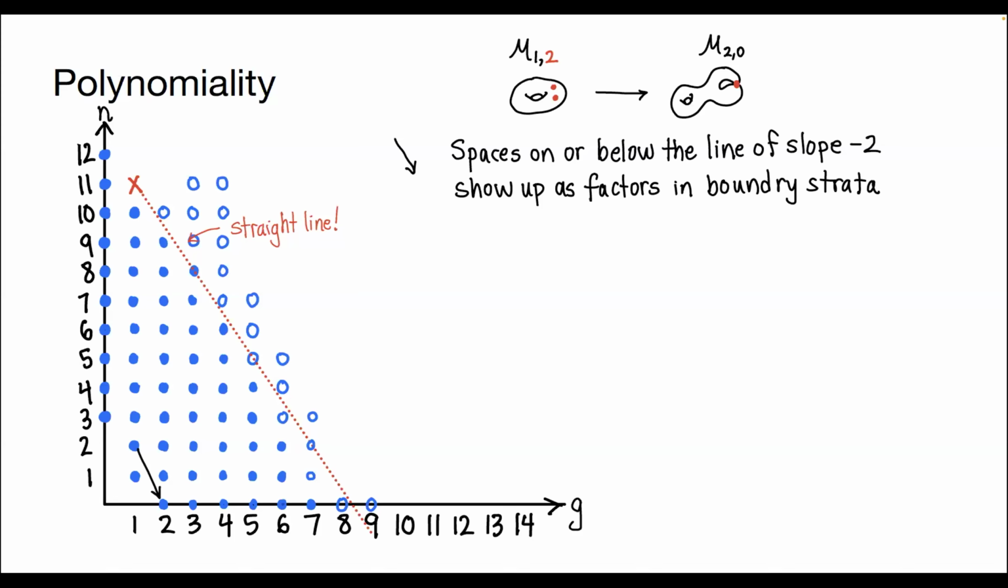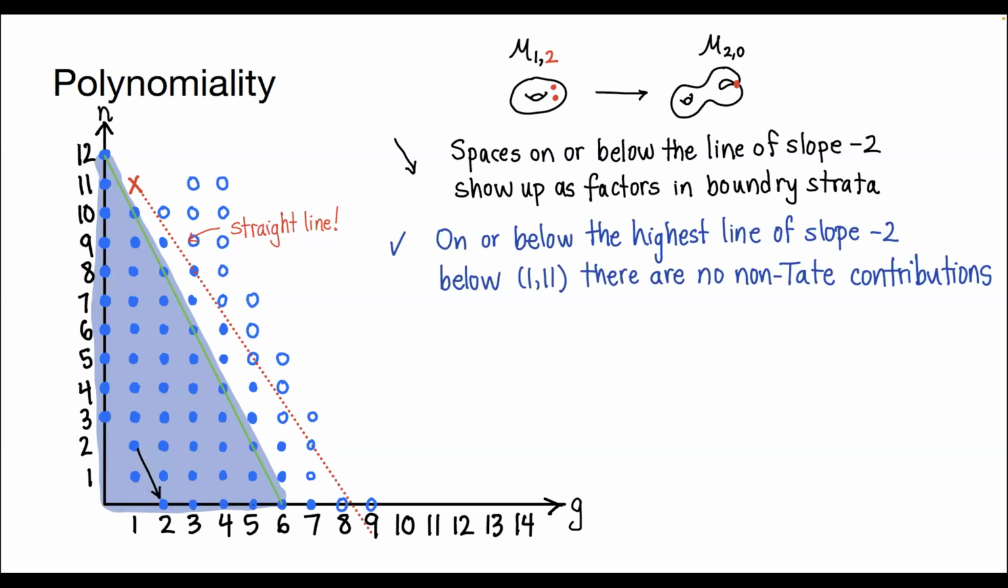So if you're trying to prove polynomiality, it's easy to do so if you have spaces that are all very nice in some triangle bounded by a line of slope -2. So the largest region you can make like this, where there's no non-Tate type contributions, is the region that I have highlighted here. So in these cases, it's pretty immediate from our results on Chow rings that everything in this sector must have a polynomial point count.